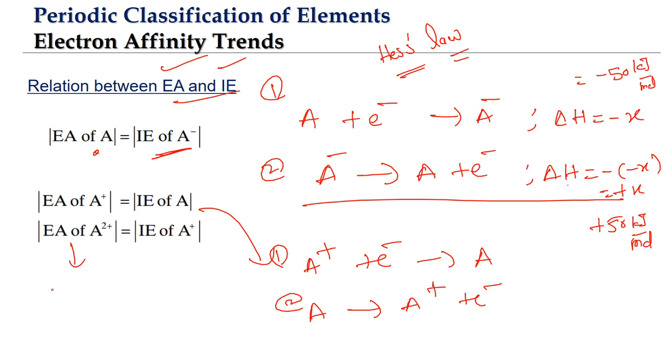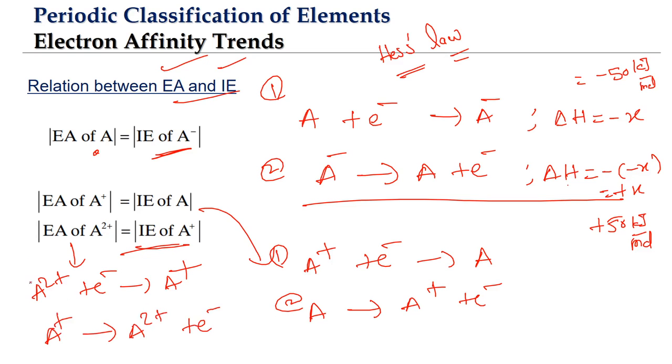We look at this also. Electron affinity of A2 plus. What is the electron affinity of A2 plus? It is A2 plus, we give an electron to form A plus. Ionization of A plus means A plus will form A2 plus by losing an electron. We can see, if we call this equation 1 and equation 2, both are reverse of one another. So numerically the values will be the same. The enthalpy change will be the same. So this is the relation between the ionization energy and the electron affinity values.